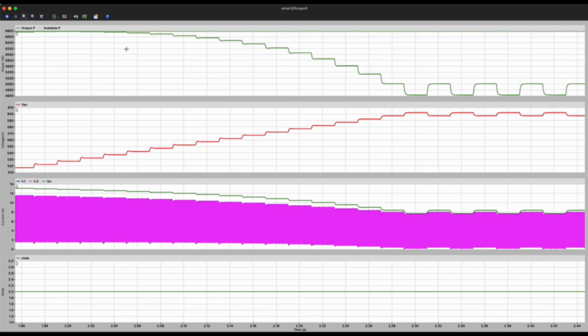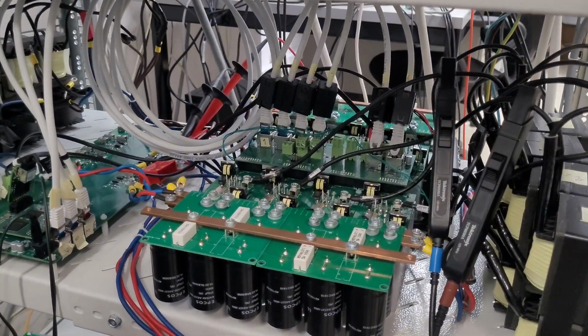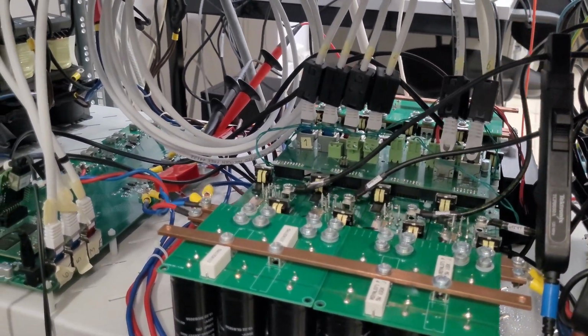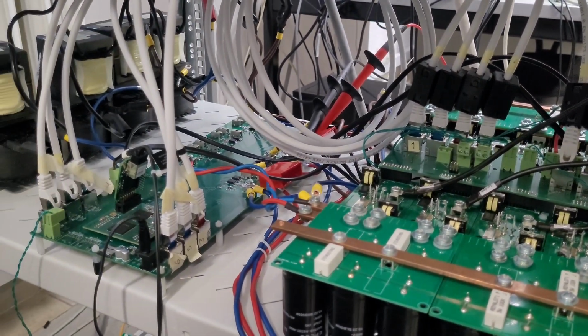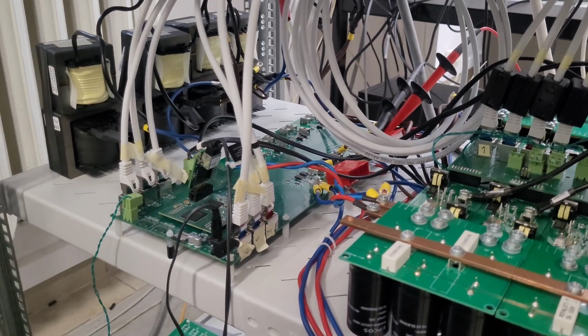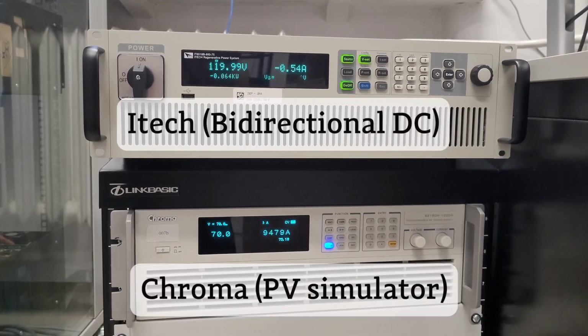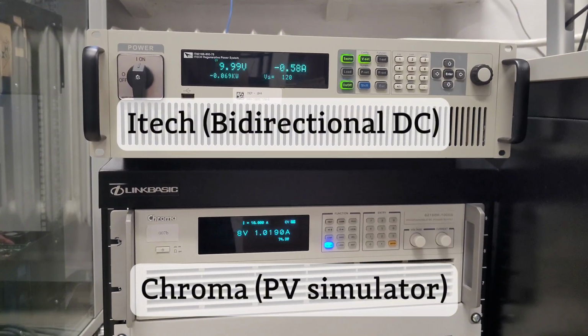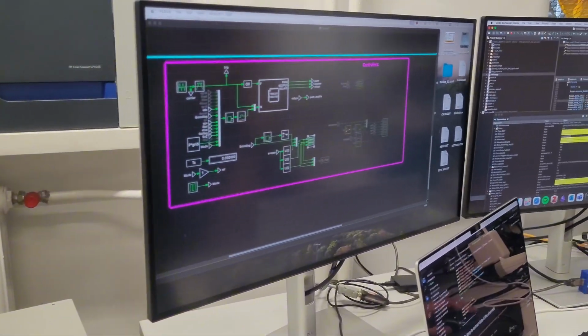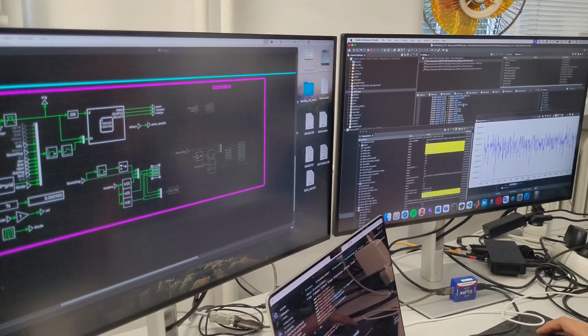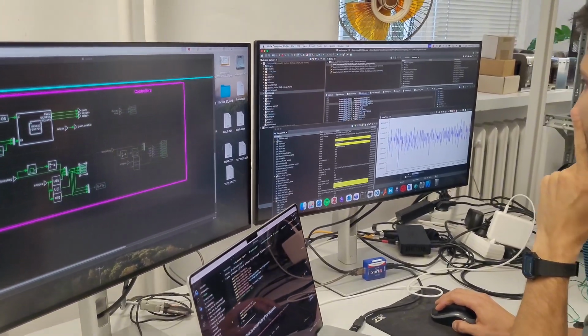In this test bench, we have the interleaved boost converter, which is part of a bigger system that includes a battery converter and a grid-side converter. We use a bidirectional source for the DC boost voltage and a PV simulator. With all those tools, we will finally be able to corroborate our proposal experimentally.